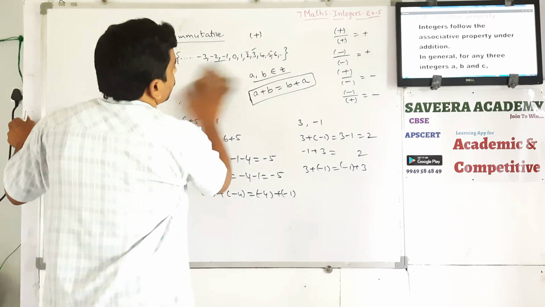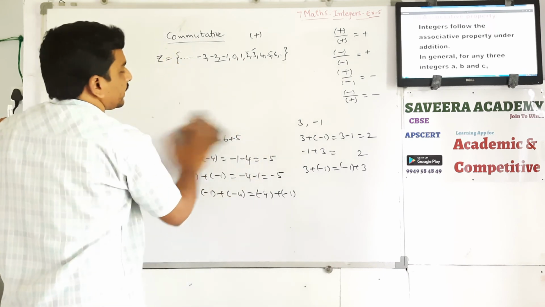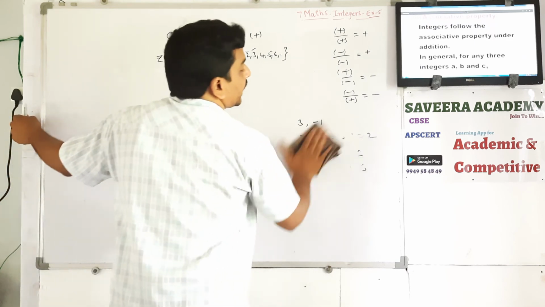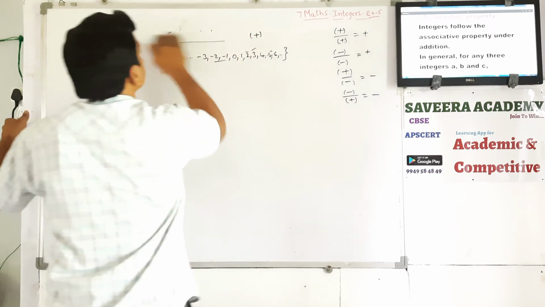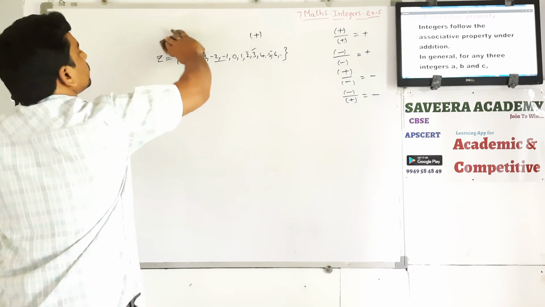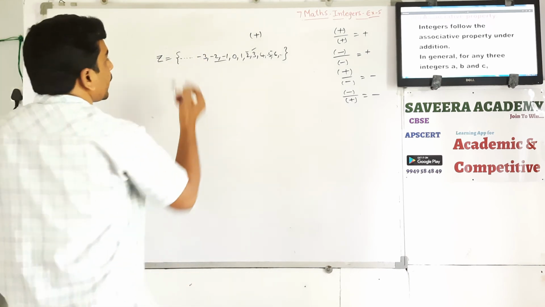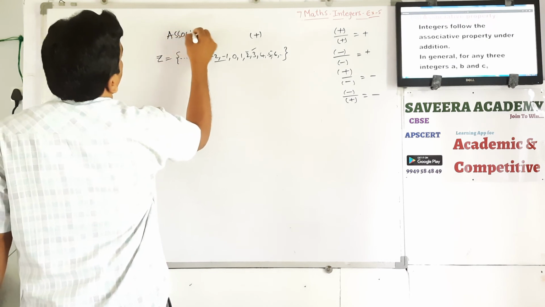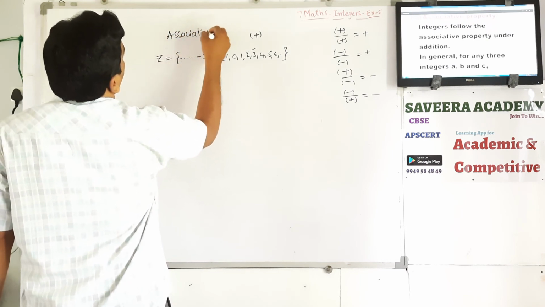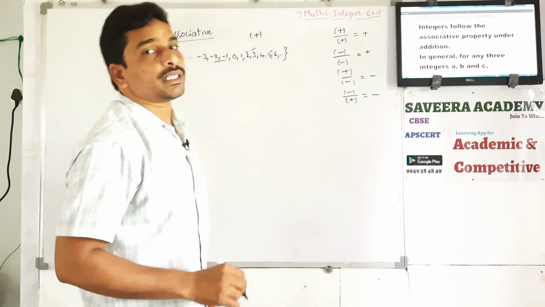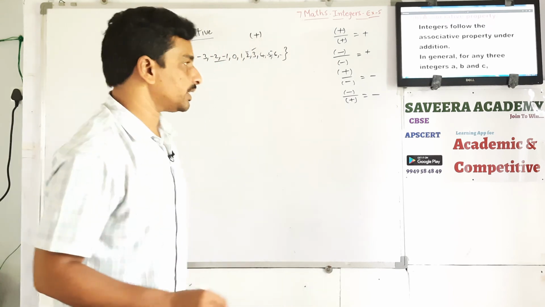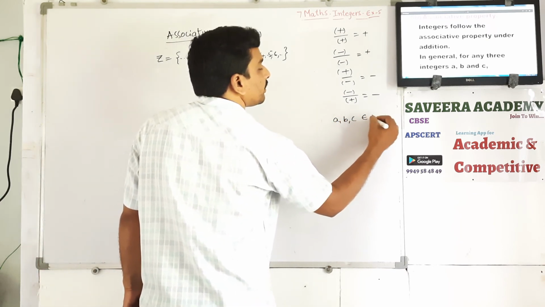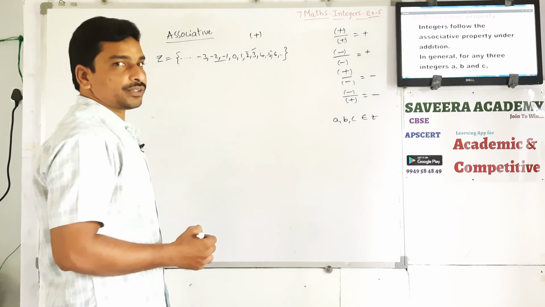Next, associative property. Let us see associative property. Here we have to take three integers. What is the meaning of associative property? Here we have to take three numbers, A, B, C belonging to Z, and we do the addition operation.